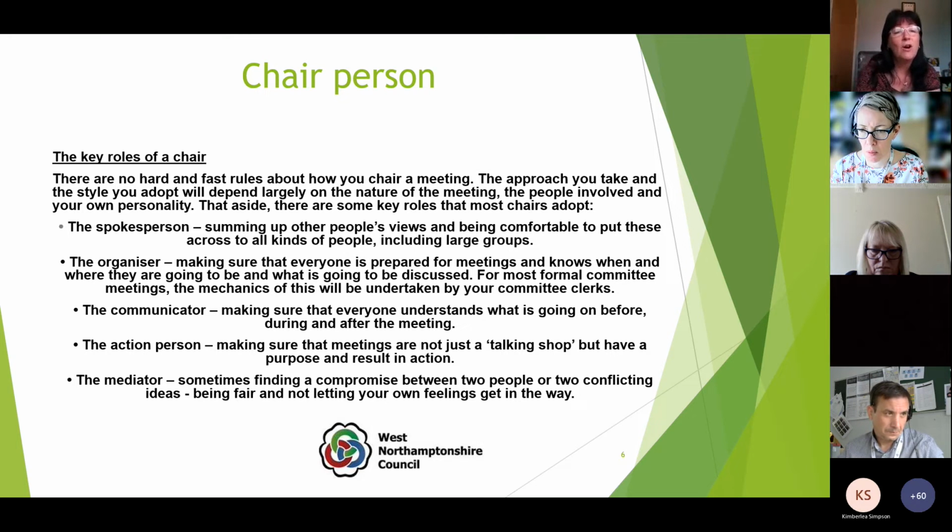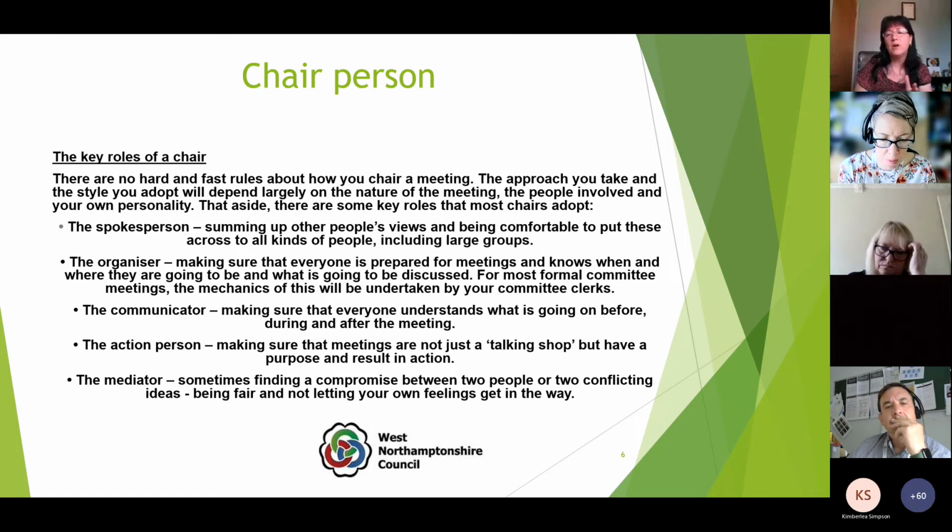Sometimes you might find yourself being a bit of a mediator, because there may be organisations there that have conflicting ideas. And as I've said, when it comes to risk, people do have different views of risk. So as a chair, you will have a view, and it is okay to put your view, but you must make sure your own feelings don't get in the way, and you are neutral when it comes to being a chair.